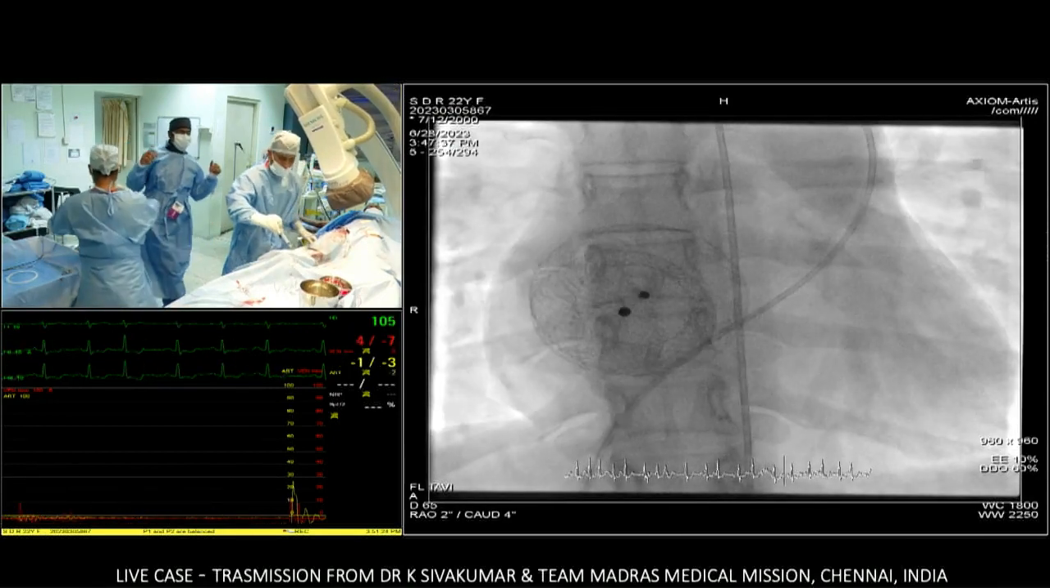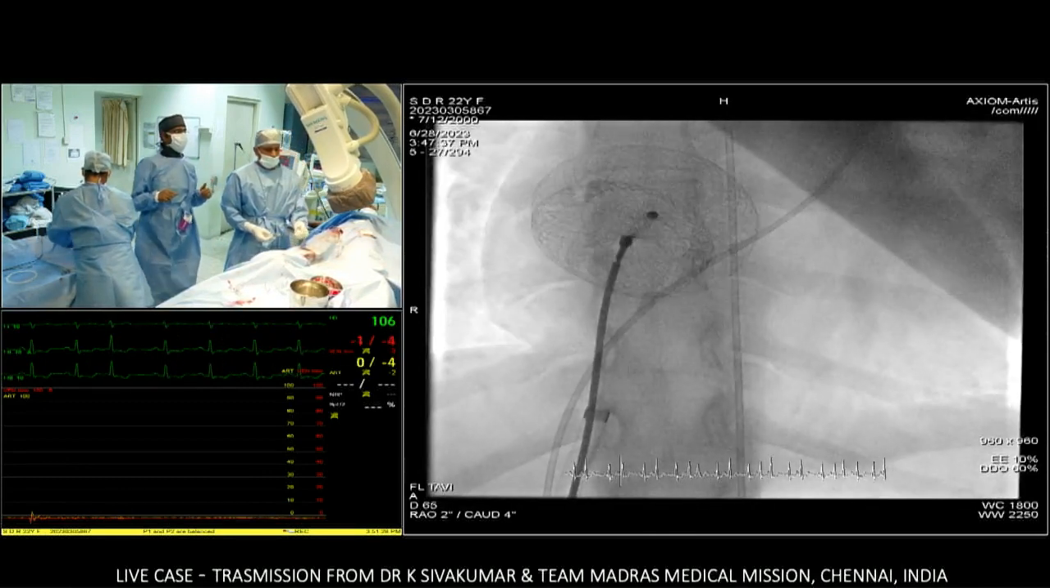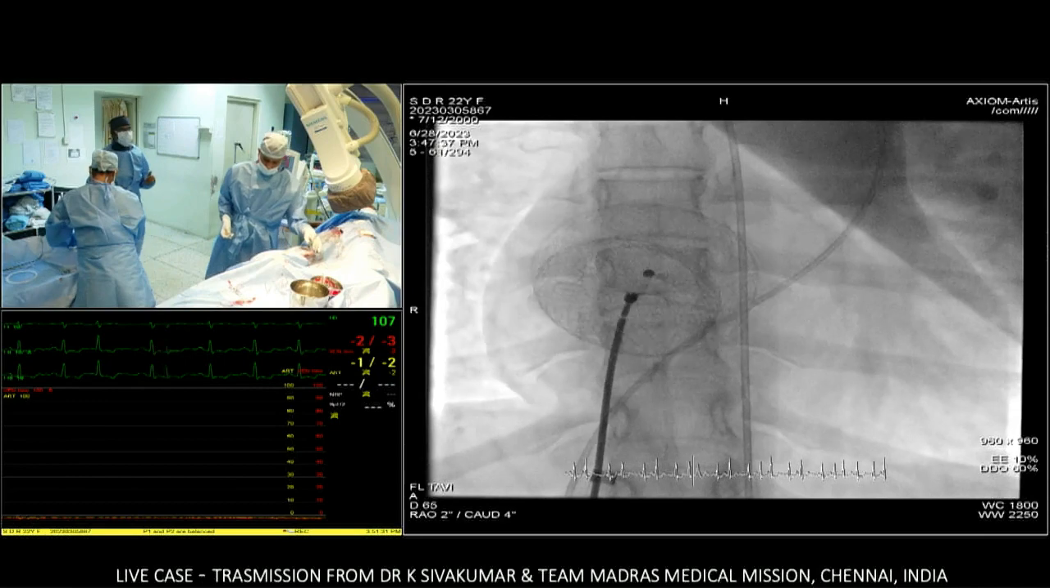Now, as I speak to you, I'm just moving to the next lab. The next lab is having a very interesting rheumatic heart disease. I know that you have very interesting cases.